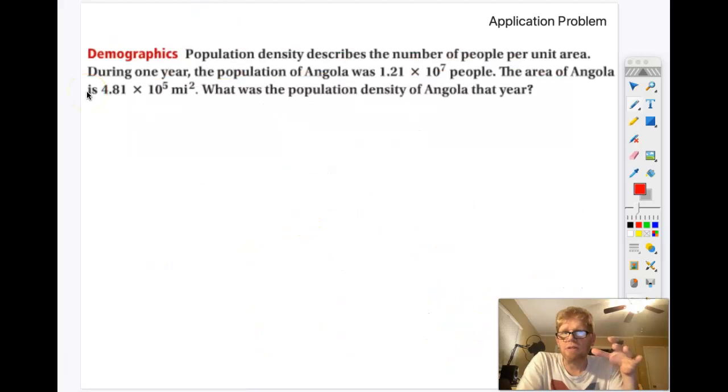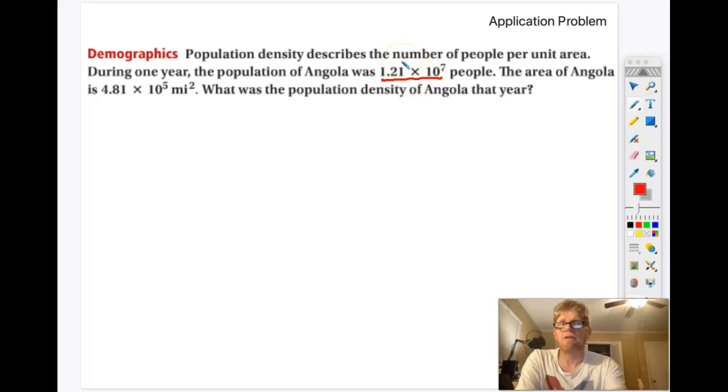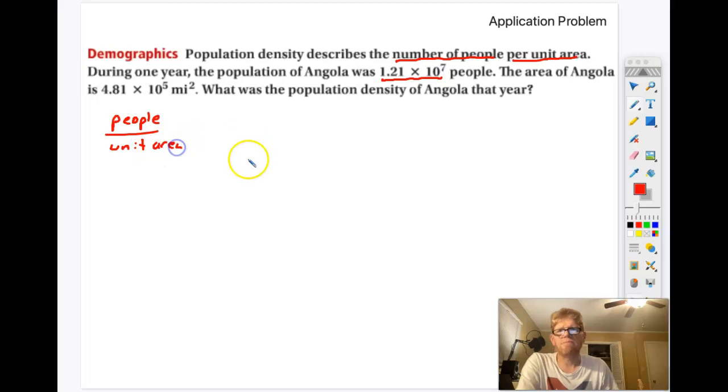Now let's use what we just learned to solve a word problem that deals with scientific notation. And scientific notation is really just numbers multiplied that have same bases with a power. So population density describes the number of people per unit area. So that's important, the number of people per unit area. So it's people over the unit area. And we have two values here, 4.81 times 10 to the 5th. That is the area. So we can tell that's going to go on the bottom since it's per unit area.